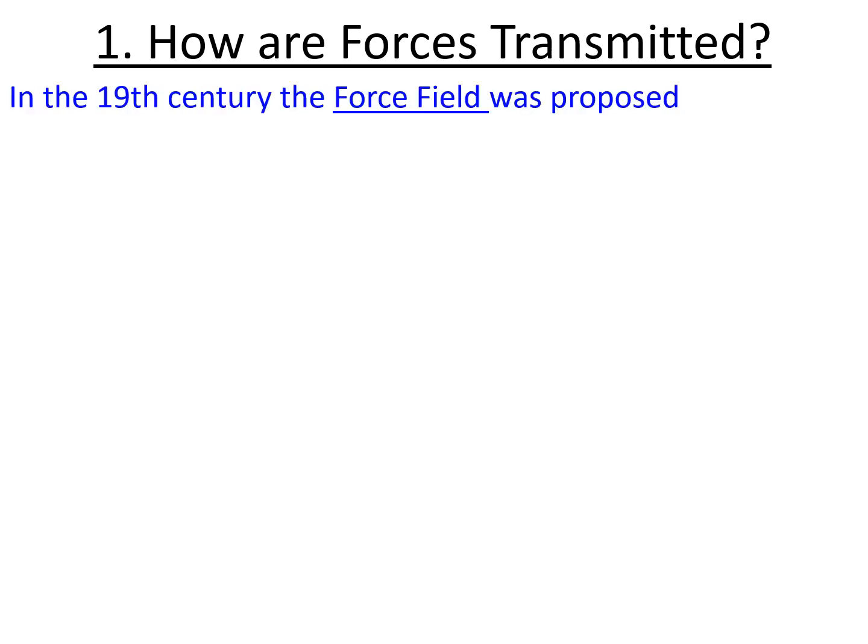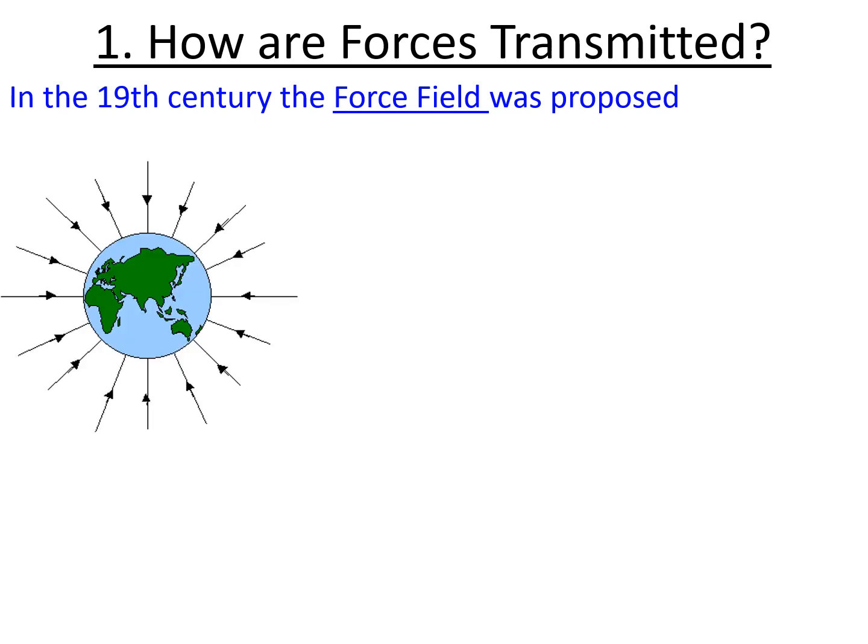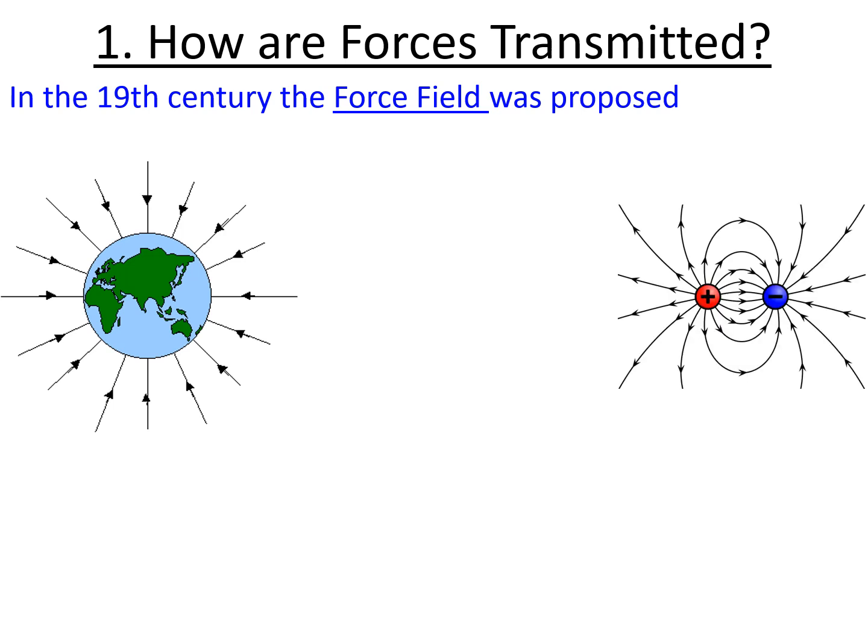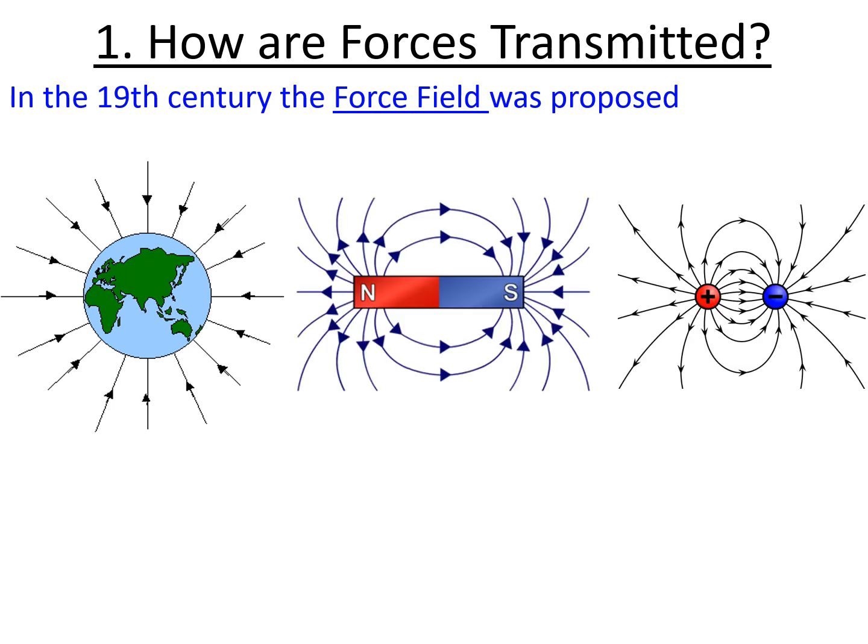In the 19th century, the force field was proposed. This is nothing sci-fi, but it's really this idea of gravitational fields, electric fields and magnetic fields, and these are how physicists were able to explain action at a distance. Because if you think about it, if you hold two magnets close together or a certain distance apart, they can attract and repel each other. So how do you go about explaining that? One way to do that was to use this idea of fields.